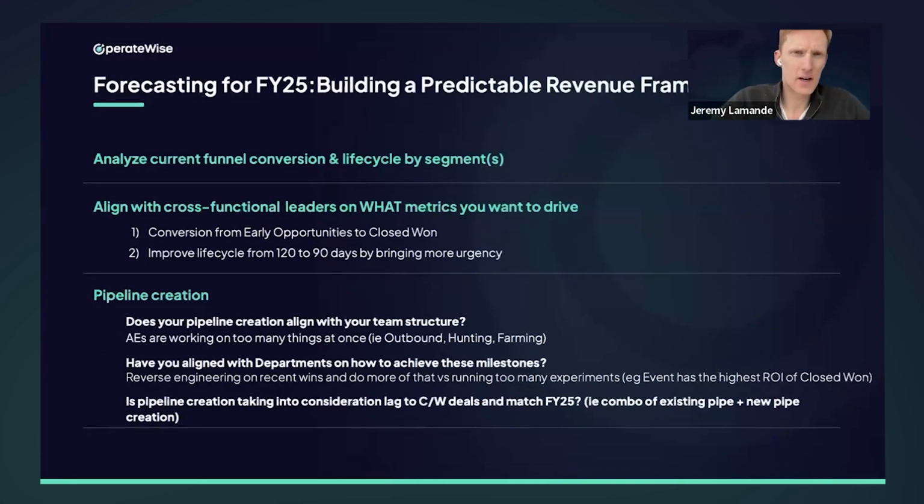First one is forecasting going into FY25. There is a lot that can go into this, so I'm going to try to stay kind of high level. But I put it into three different categories here. One is, how do you analyze your current funnel and life cycle by segment? That's one piece that's super important. The second one is the cross-functional alignment.